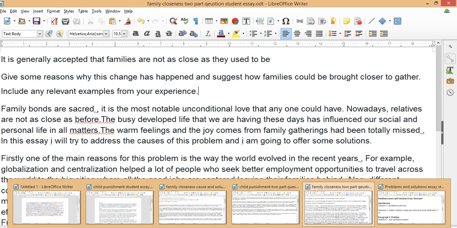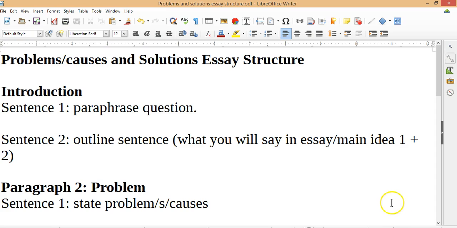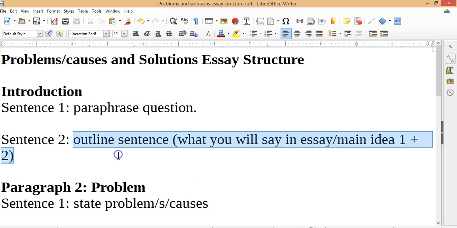If we take a look at a structure here, it's basically the same. For every essay, as we've seen, you paraphrase the question, according to some people, blah blah blah, and we need an outline sentence. What you will say, essentially, you have to answer the questions: what do you think is the cause, and what do you think is a solution?